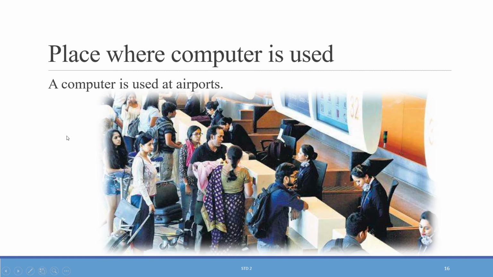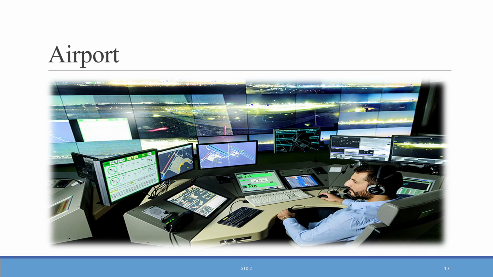Now the next one is a computer is used at airport. What? A computer is used at airport. See this picture of airport, and there a computer is used to book a ticket or to cancel a ticket or to get any information related to flight, right? So the airport is another place where a computer is used. So the home, offices, hospital, and the airport where a computer is used.